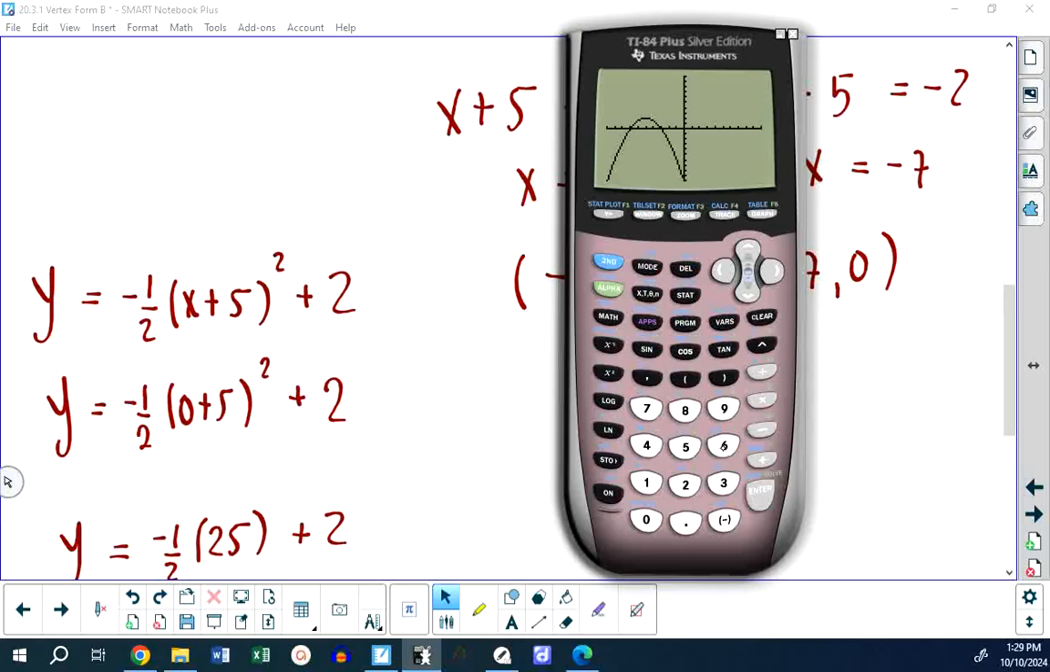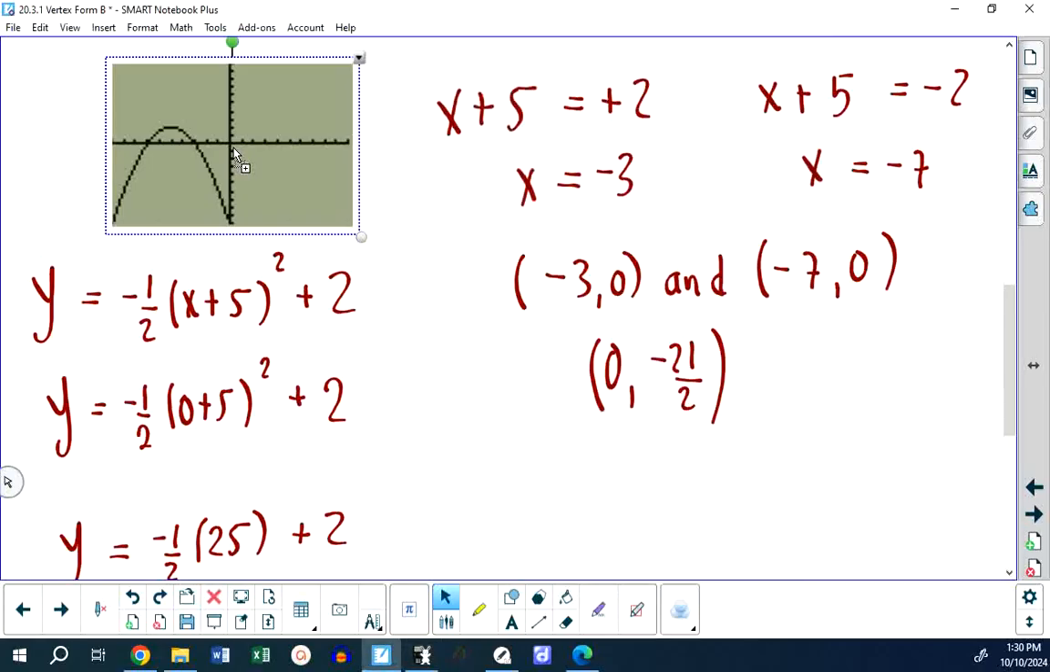So how would I find... Actually, I'm going to change something here. If you're doing this now, go to your window setting and change the y minimum from -10 to -15. When you go zoom standard, your calculator scales things from -10 to 10 horizontally and from -10 to 10 vertically. And when I looked at that, the y-intercept is very close to the bottom of the screen. So I want to be able to see it. I want to look below -10, so I'm going to go to -15.